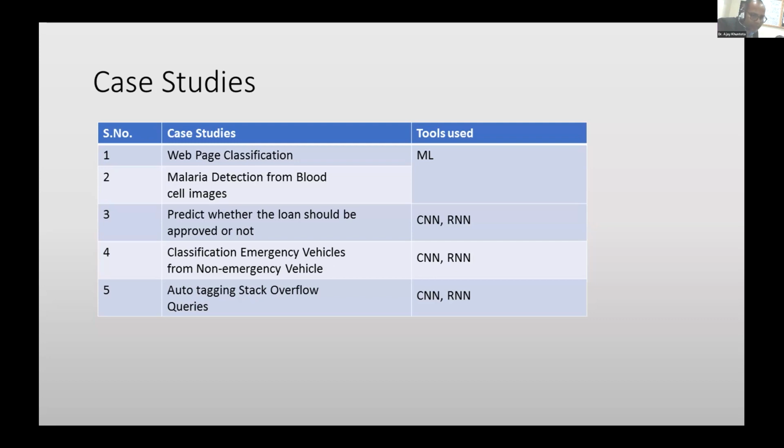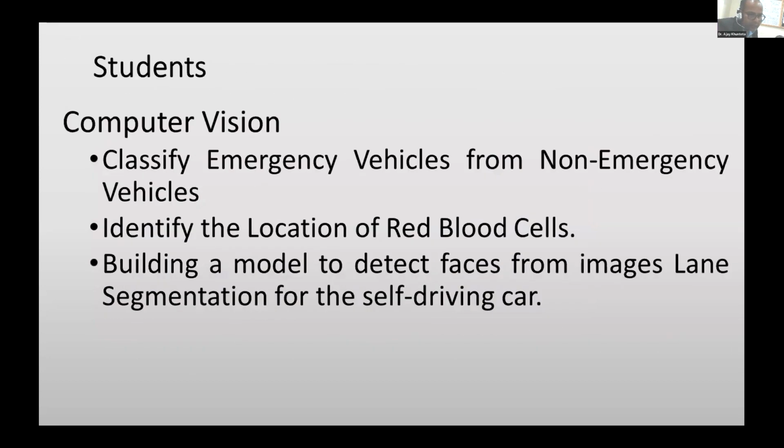Some more applications we have with the help of computer vision, like classifying emergency vehicles from non-emergency vehicles, which we discussed earlier. Identifying the location of red blood cells using image processing, building a model to detect faces from images, and lane segmentation for self-driving cars. We'll discuss these later in detail.